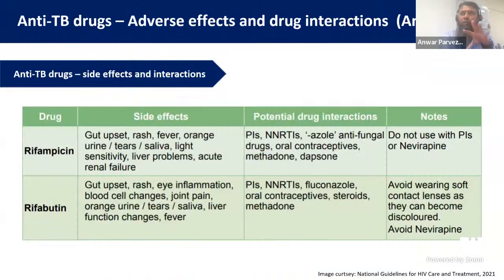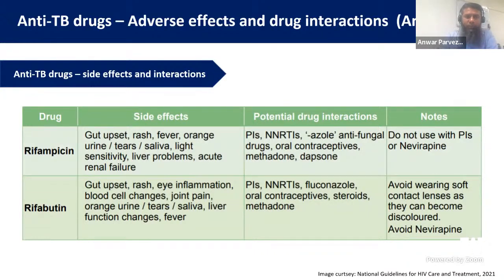So whenever you see side effects in general, you can refer to these tables and see which drug is responsible. And because we are giving fixed dose combinations, you'll need individual drugs in such cases to find out which drug is exactly responsible and make changes accordingly, which may not be available at the ART center. So you need to coordinate with the TB clinics to get those medications.